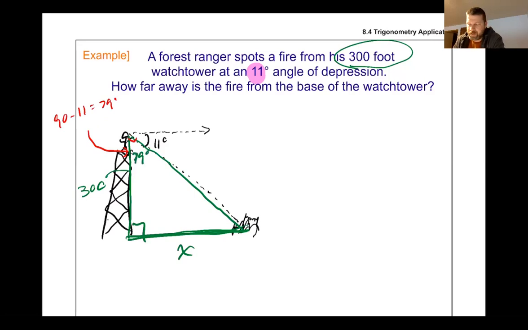All right, now I can finally solve this. There's my angle. Across from my angle is what I'm looking for. That's X, so that'd be the opposite side. Right next to the angle here, that's my 300. So 300 would be the adjacent side. And then I got to remember my trig functions. Tangent uses opposite and adjacent.